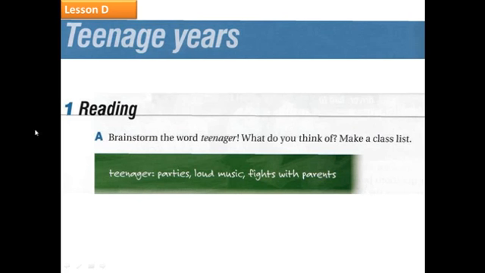So, reading. Now we have a reading article. And before we start reading this article, brainstorm the word teenager. What do you think of? Make a class list. When you hear the word teenager, the period of youth and adolescence, brainstorm on this word. What is brainstorm? We do a mental brainstorm.